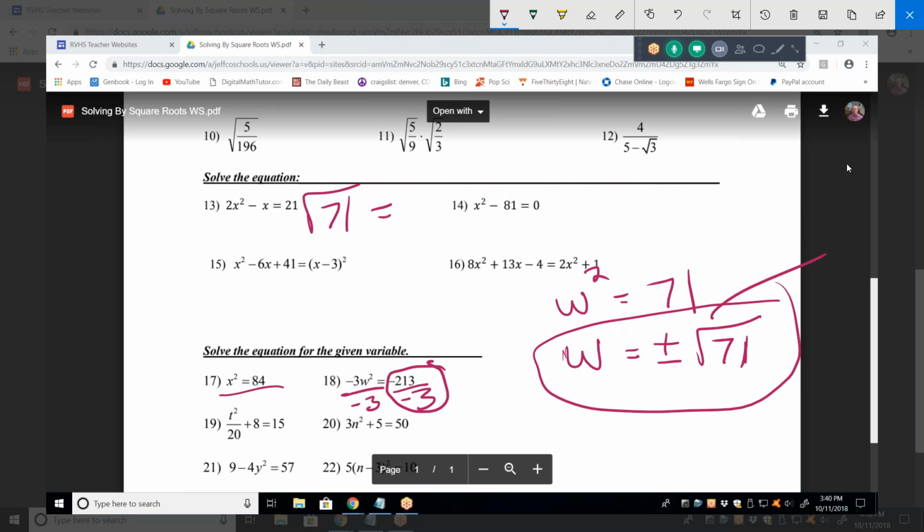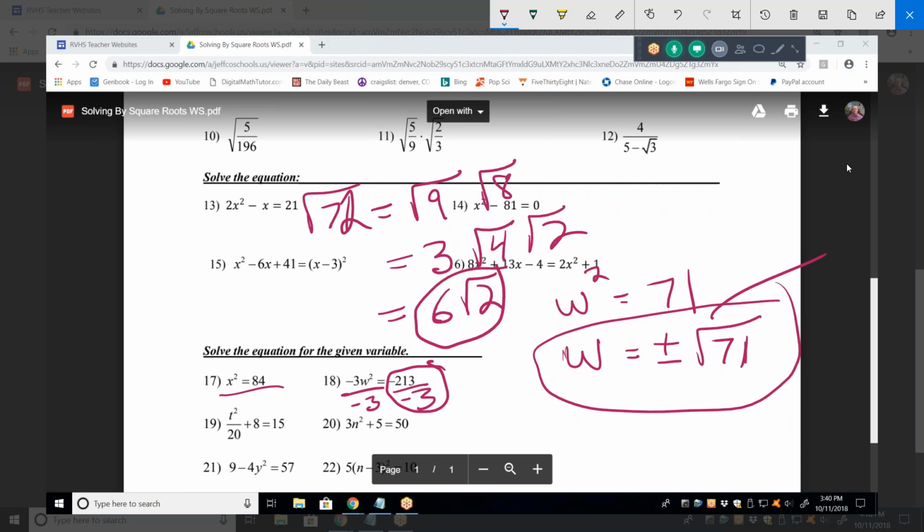There's our final answer. In other words, it's not 72. 72 would have been reducible. Square root of 72 is the square root of 9 times the square root of 8, which is 3 times square root of 4 times square root of 2. So that is 6 root 2. So just changing it by one number makes it reducible. But the final answer would still be w equals plus minus square root of 71.